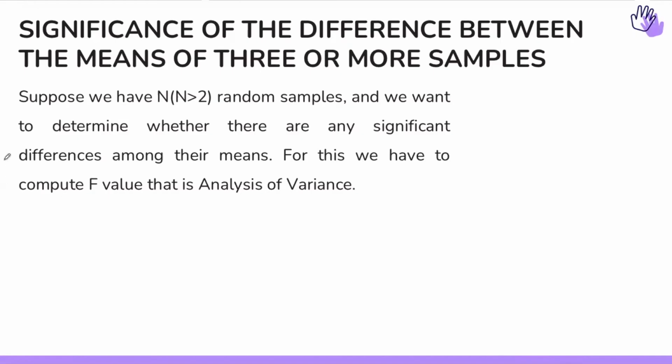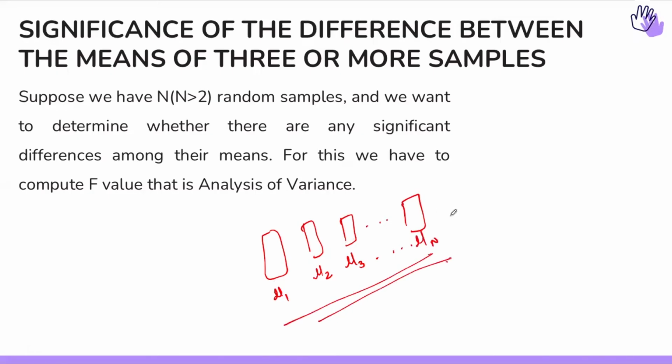So when we want to study the difference between means of more than two groups, suppose there are n groups, the mean of the first group is mu1, the mean of the second group is mu2, the mean of the third group is mu3, and so on. And we want to study the significance of the difference between these means. Then we will use the analysis of variance technique, and we will also use an F test. We will use the F statistic to study whether this difference is significant or not.